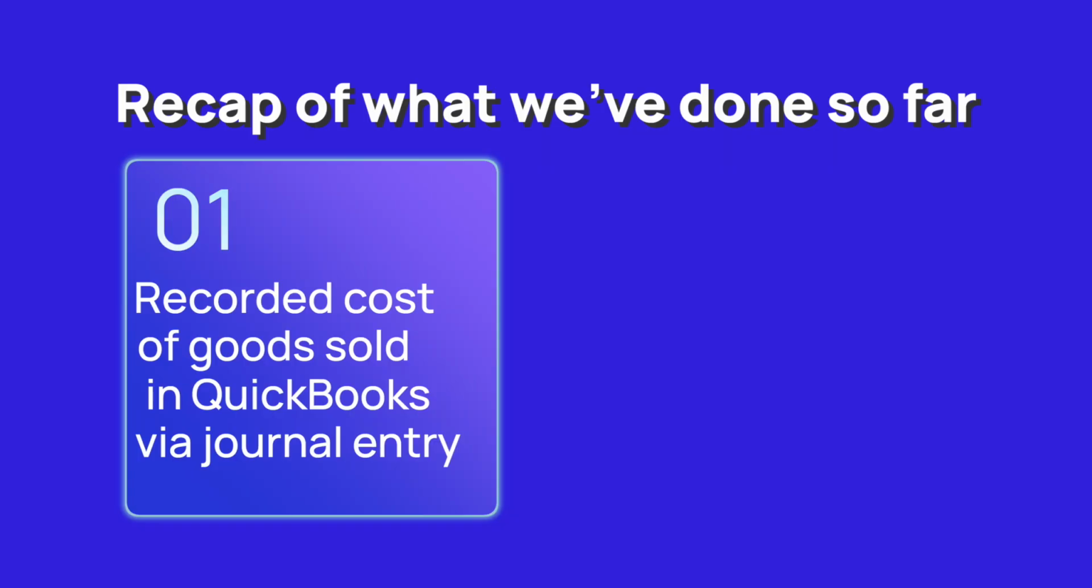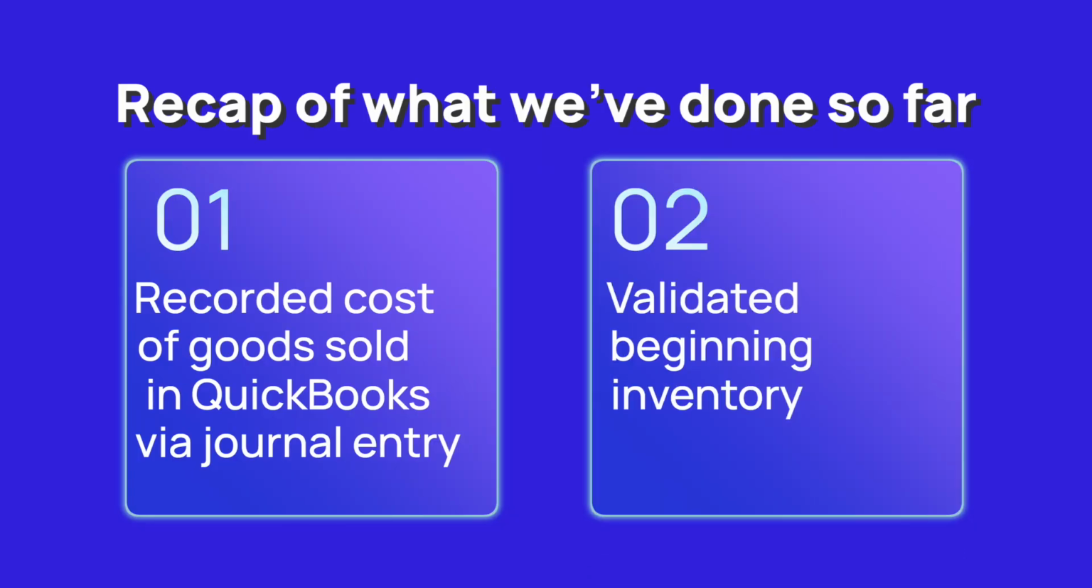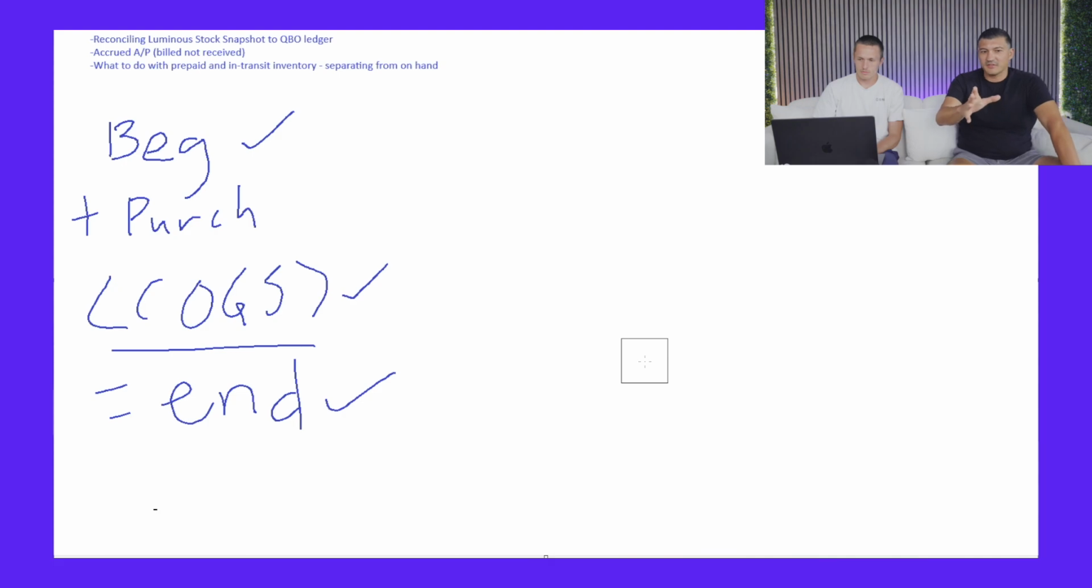Now, let me recap what we've done so far. We have recorded cost of goods sold in QuickBooks via journal entry. We've now validated beginning inventory. Now we need to validate purchases. If COGS match and beginning matches based on our inventory equation we have on the screen, that means ending has to reconcile. Show them which column to validate purchases in the month.